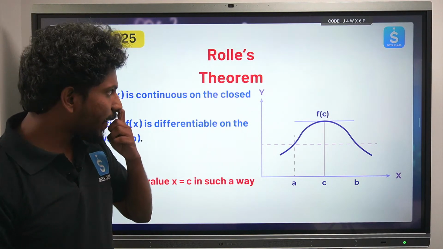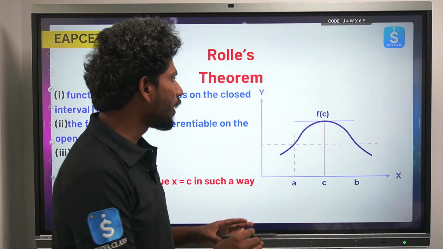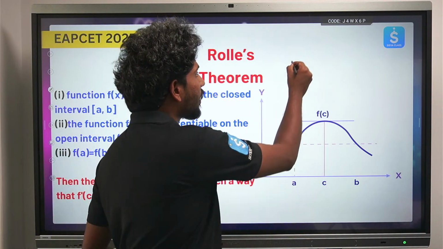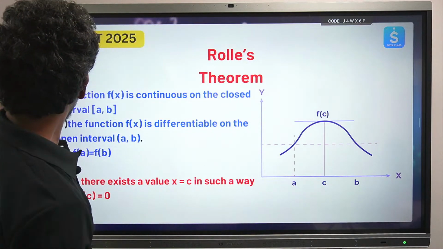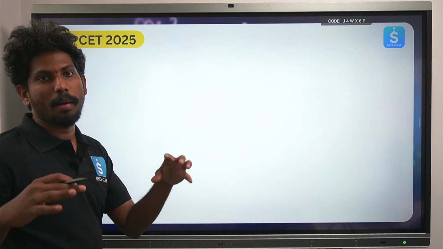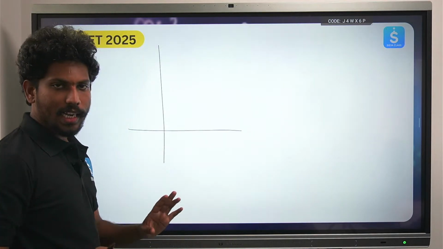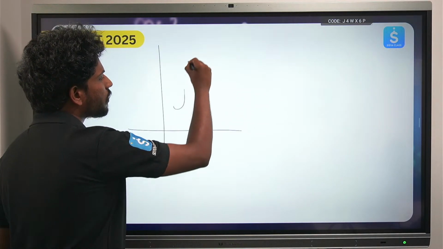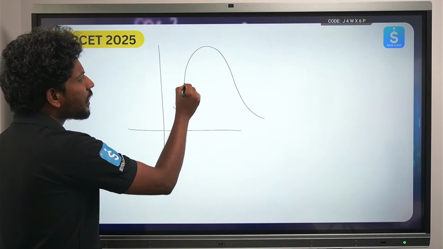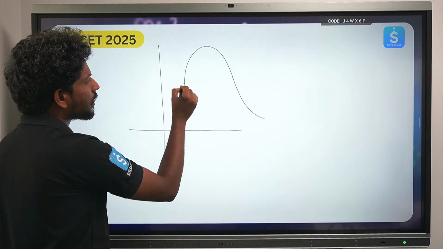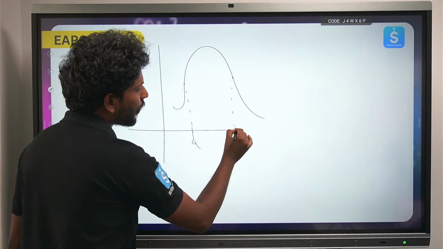Okay, suppose there are 2 points on a curve, existing in such a way that the first condition is that it has to be a continuous curve. Okay, now we'll try to keep some more constraints. Same as the Lagrange theorem, I have taken a curve like this and I am saying there are 2 points. So let's take this point to be a and let's take this point to be b.